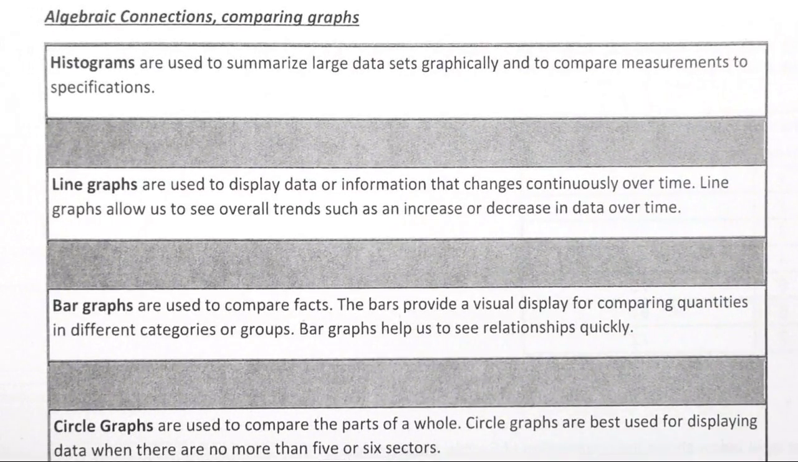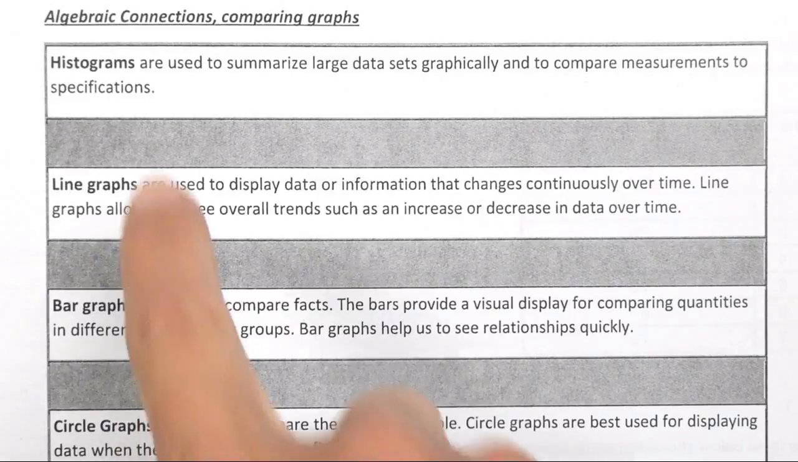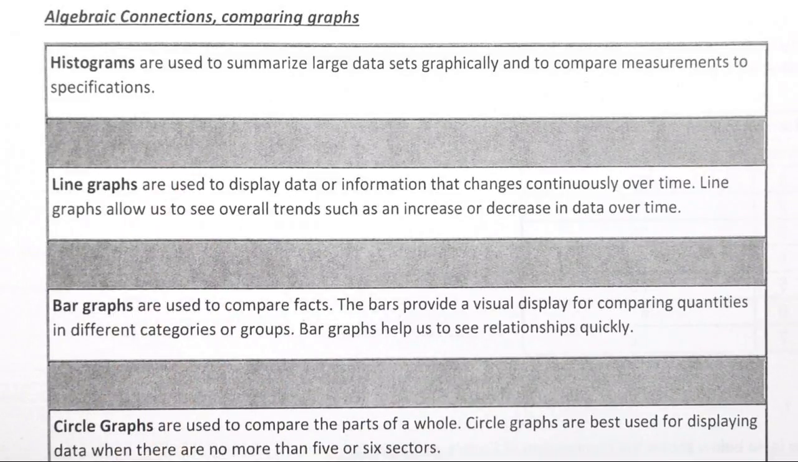All right, Guy, if you'll read about histograms, the first one. Histograms are used to summarize large data sets graphically and compare measurements to specifications. All right, so when do we use histograms? When there's a lot of data, like large amounts spread out from like 400 to 1,000. Like those numbers are really spread out. That's when we use a histogram.